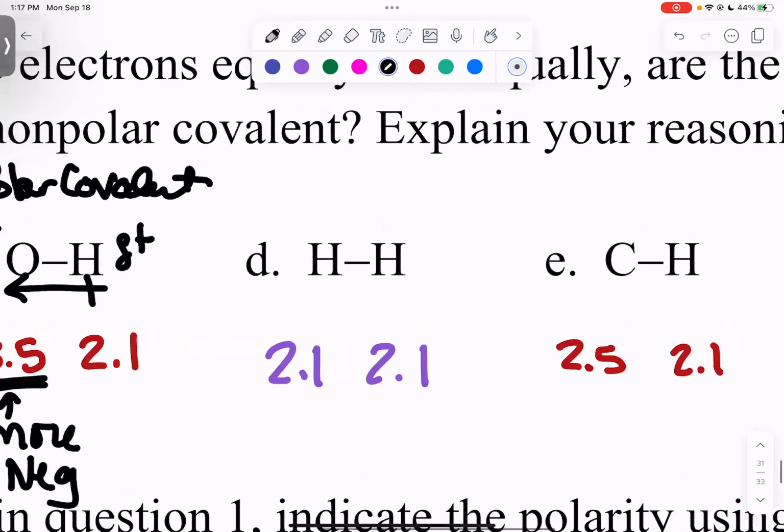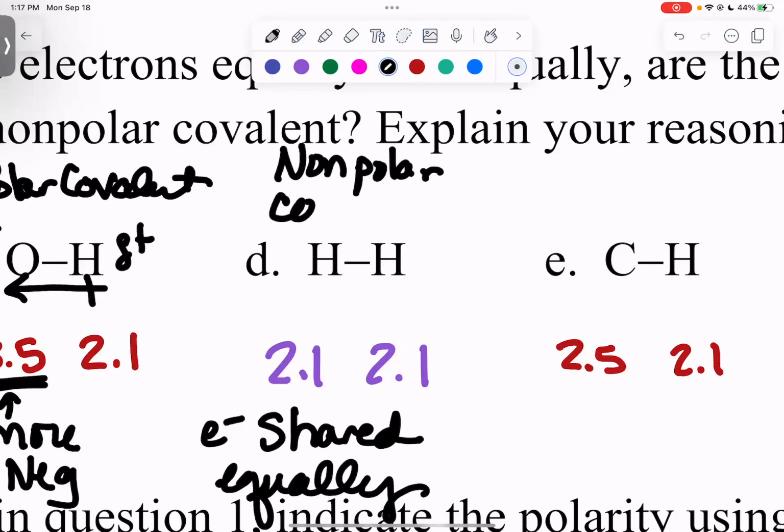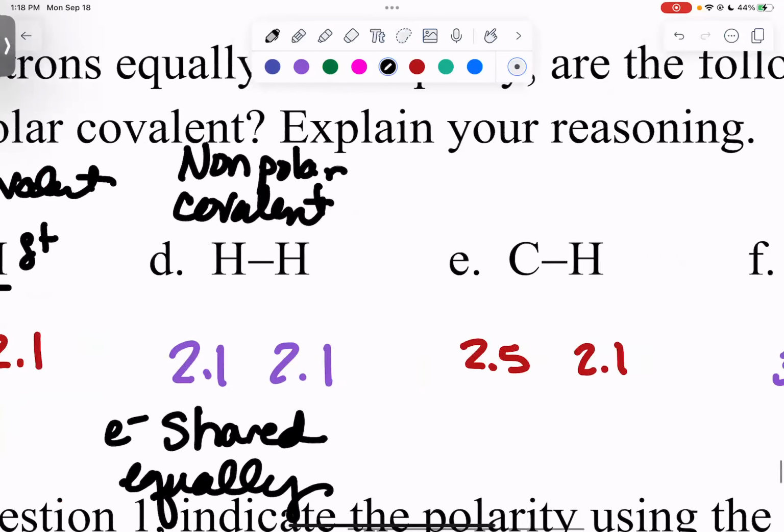All right, now D, I have two hydrogen atoms. They have exactly the same electronegativity, so there's not one that's more electronegative than another. So the electrons will be shared equally. Therefore, we call this a non-polar covalent bond. And we don't draw anything because nobody's partially positive, nobody's partially negative. They're equally sharing the electrons.